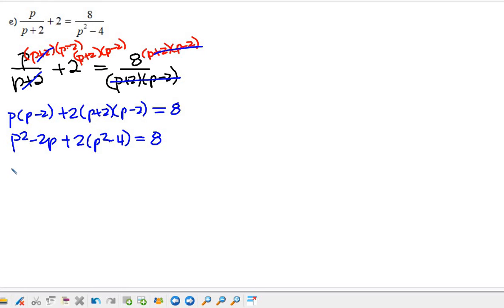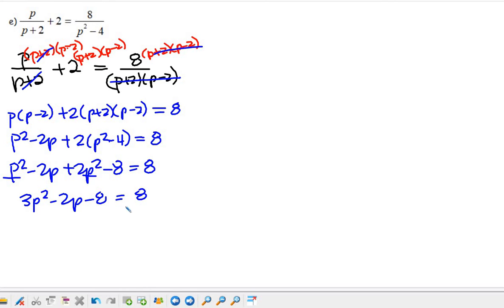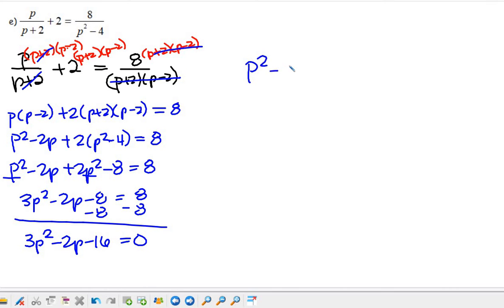Is equal to 8. So I have p squared minus 2p plus 2p squared minus 8 is equal to 8. So I'm going to combine like terms. So I have 3p squared minus 2p minus 8 is equal to 8. So I'm going to subtract 8 on both sides. So I have 3p squared minus 2p minus 16 is equal to 0. So I need to bottoms up. So I have p squared minus 2p minus 48 is equal to 0.